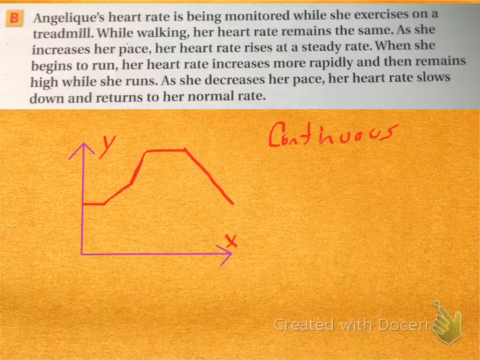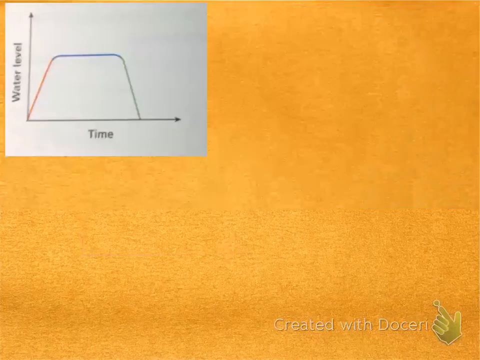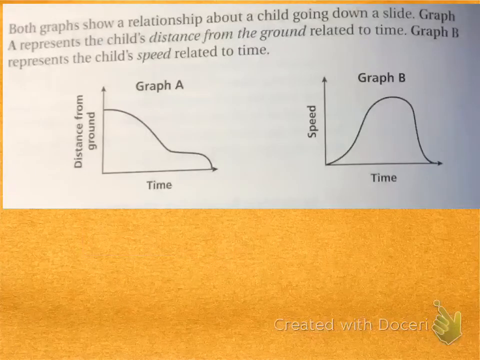So let's go on to the last example. Actually, second to the last example. This one says both graphs show a relationship about a child going down a slide. Graph A represents a child's distance from the ground.